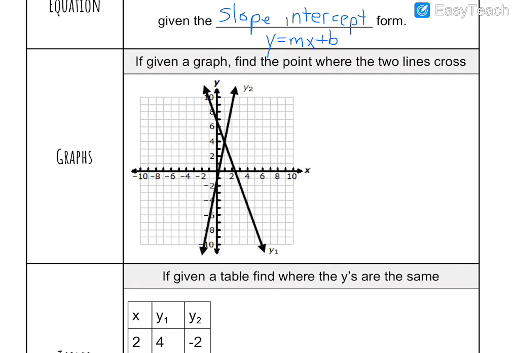When you're given a graph, you're going to find the point where the two lines cross. If you're actually given the image, it's very easy to find. We're just looking: y1 is right here, y2 is right here, and they cross here at this point. So that means the solution to the system is 1, 4.